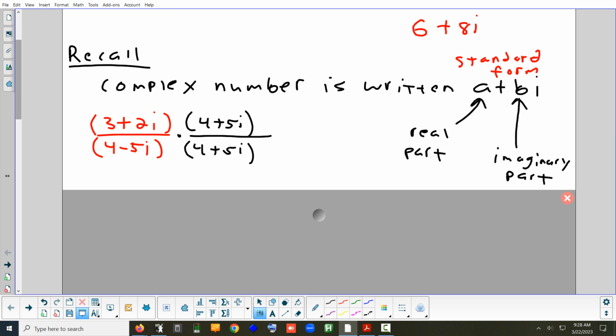Now, you have to do all that out, and that involves foiling. There is a trick to do the bottom. You're going to end up with 16 plus 25 in the bottom. There is no trick in the top. You have to foil the whole thing out. And if you forget the trick, you can always just foil everything else. But just to review it quick, you get 12. You get 15i plus 8i. What's 15i plus 8i? Yep. So I get 23i.